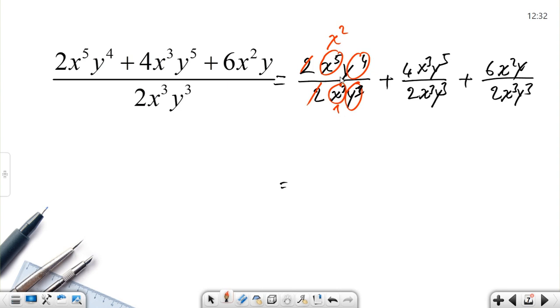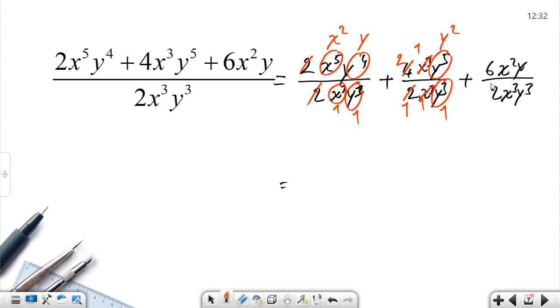X power of 5, x cubed. This will be 1. 5 minus 3, 2, x squared. 4 minus 3, 1. So only y is here. Y cubed will be 1. Y cubed divided by y cubed is 1 because of it. 4 and 2, we can simplify by 2. 4 divided by 2, 2. 2 divided by 2, 1. X cubed and x cubed. X cubed divided by x cubed, 1. We can simplify by x cubed. 1. Y power of 5, y power of 3. 3 is smaller. This will be 1. 5 minus 3 is 2.